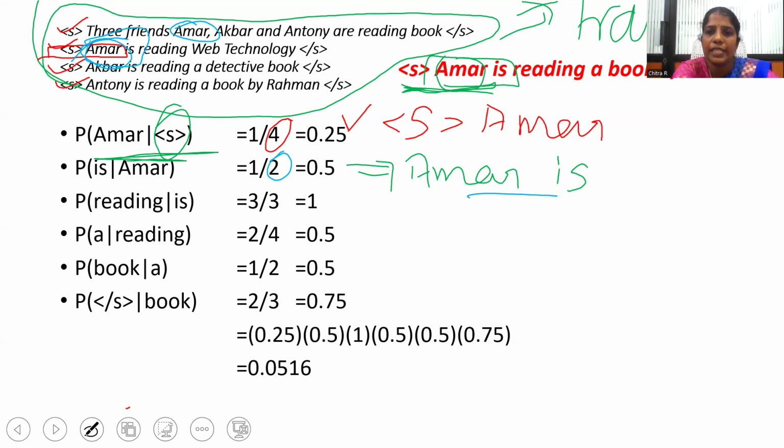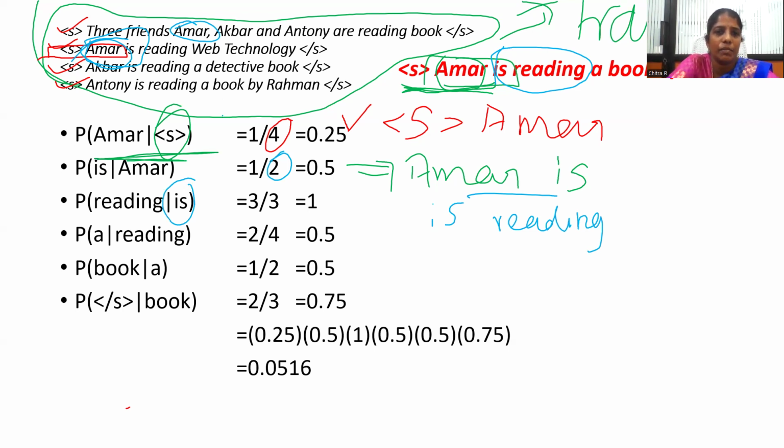In the same manner, take the next set of words. Is reading. Is reading means, how will you find the probability? Probability of reading divided by is. So first you should find how many number of times is available. Go and check in the corpus. Here is available, here is available, and here also is available. 3 times is available.